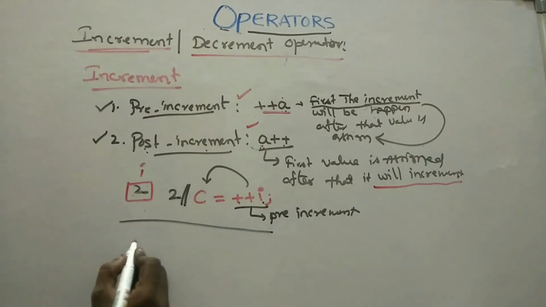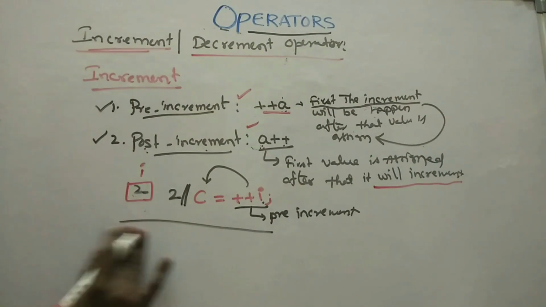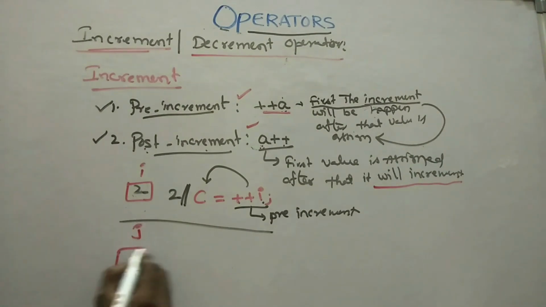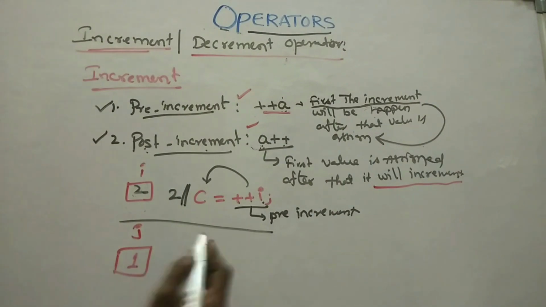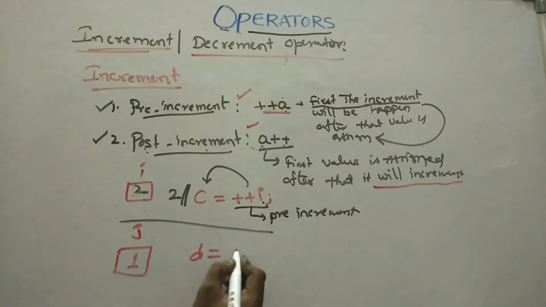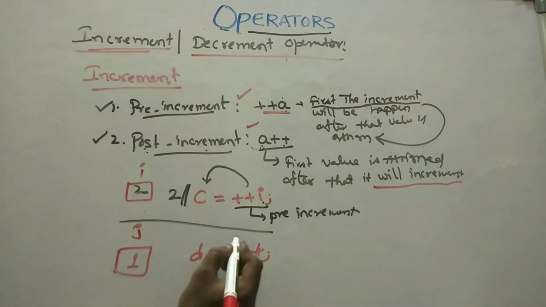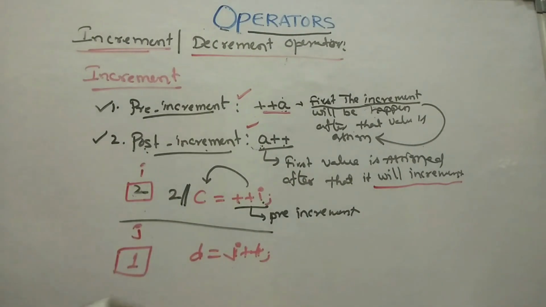Now again I take one more variable, suppose J, and the J value is 1. I take one more expression, D equal to J++. Now what is the value of D? Here the value of D is 1. How? It is a post-increment. What is meant by post-increment?